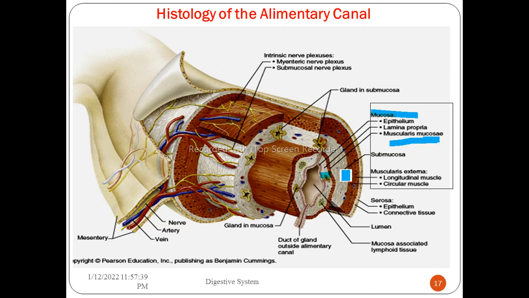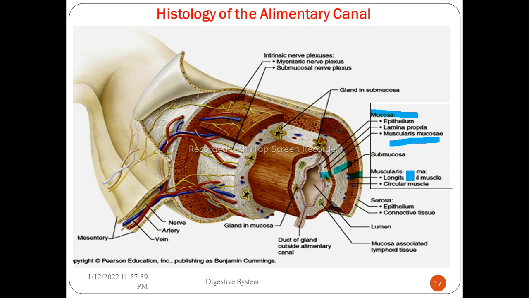Second, the white space between this red line and this red line is known as submucosa. The submucosa contains blood vessels, nerves, and lymphatic structures. Finally, this red space is known as muscularis externa. So this is muscularis mucosa, and this is muscularis externa.